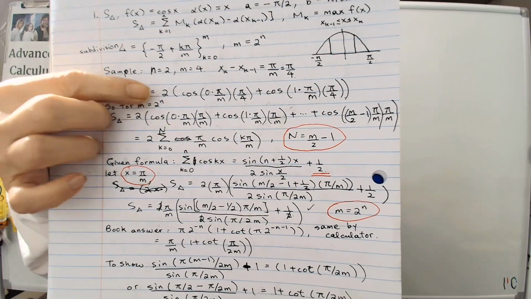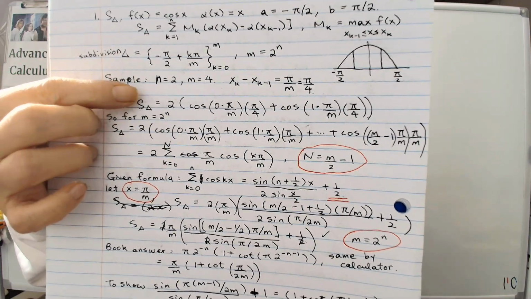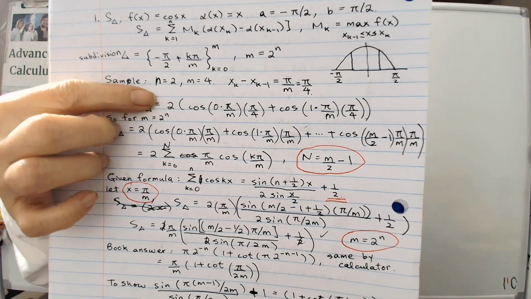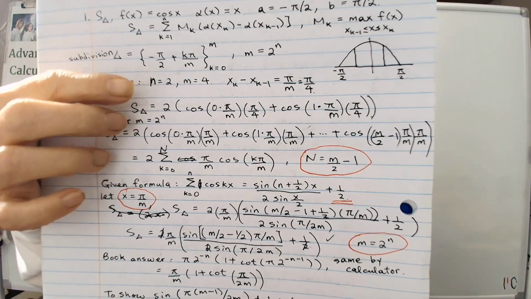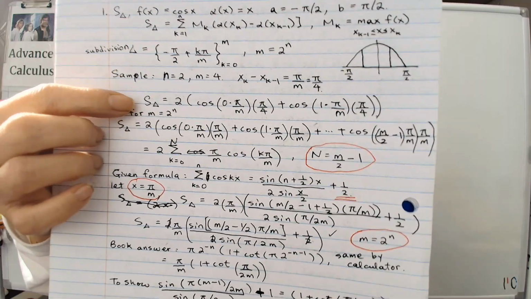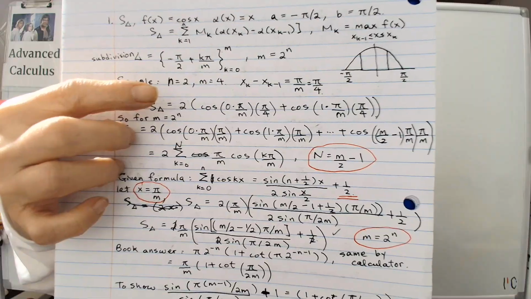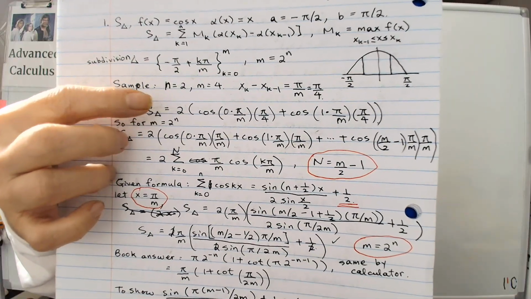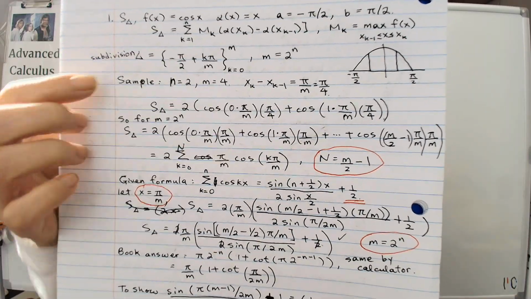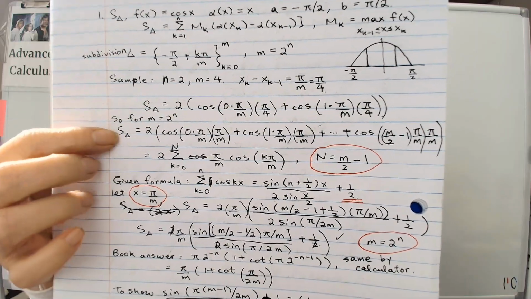For the sample, I chose n equal to 2, which makes m equal to 4. I have a picture drawn there, so my subdivision is very small. I only divide it into 4 chunks, and as a result, my S triangle equals just 2 numbers added together, because it's doubled on both sides, so there's a 2 multiplied in front. That serves as a sample for me to create the general formula.